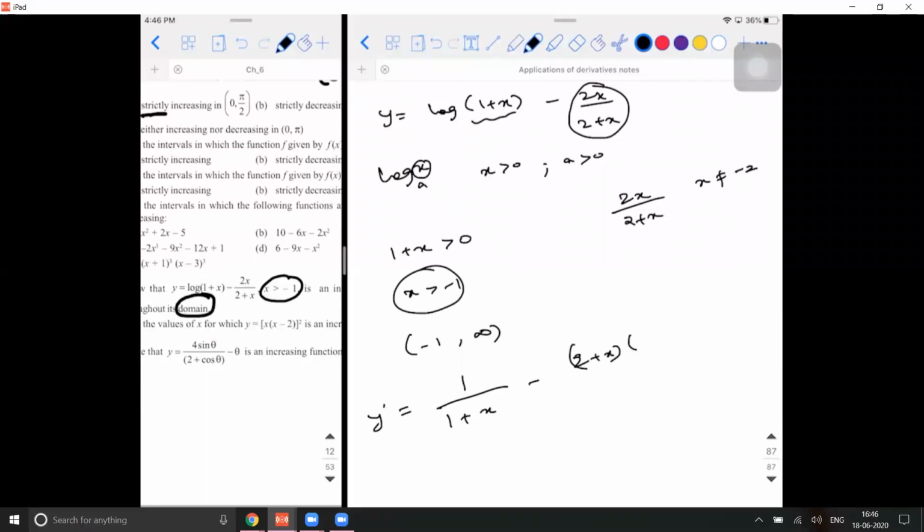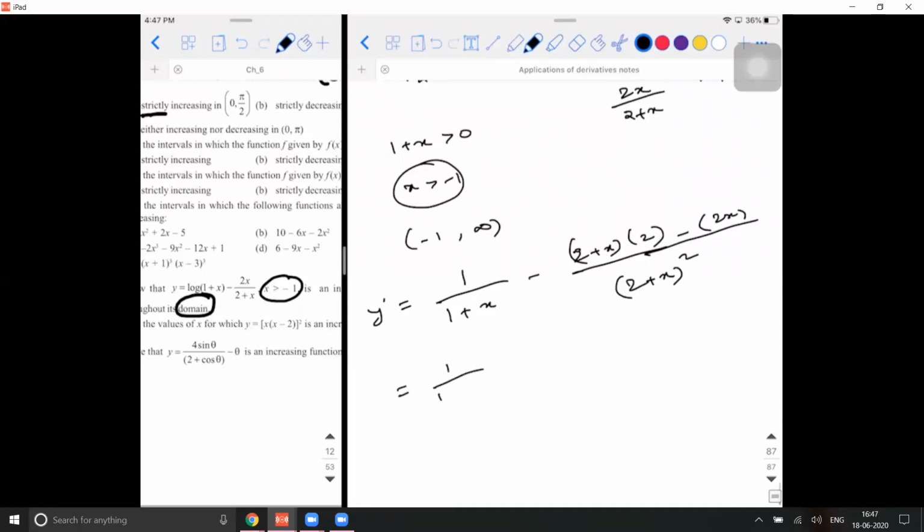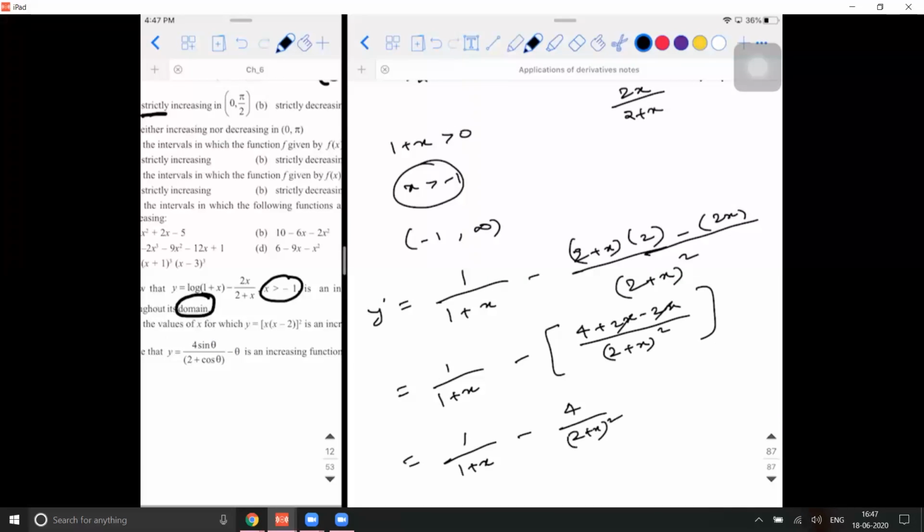Then if you differentiate this, y dash will be 1 divided by 1 plus x minus, 2 plus x into 2 minus of 2x, the whole divided by 2 plus x the whole square. Alright. So 1 divided by 1 plus x minus of 4 plus 2x minus 2x divided by 2 plus x the whole square. So 2x and 2x get cancelled. I have 1 by 1 plus x minus 4 divided by 2 plus x the whole square. I hope it is clear till this time.